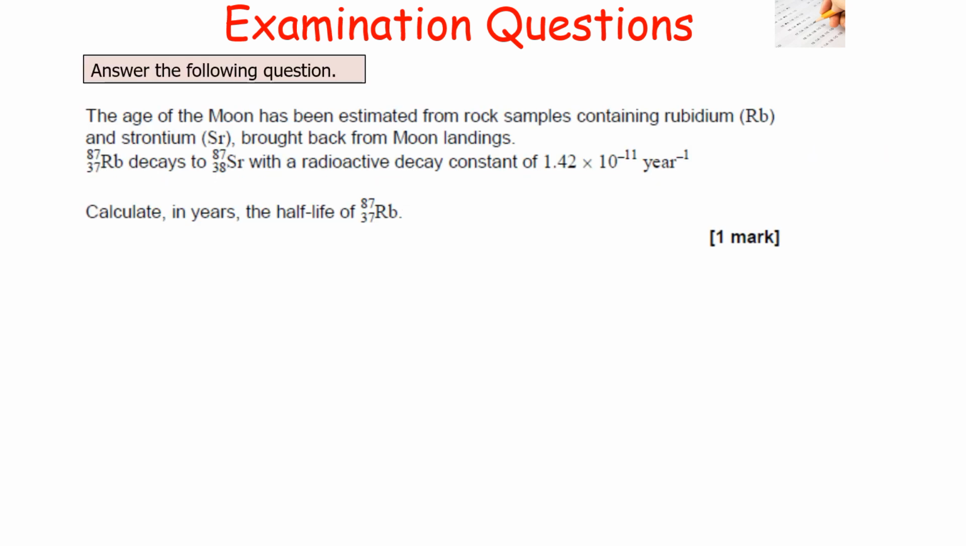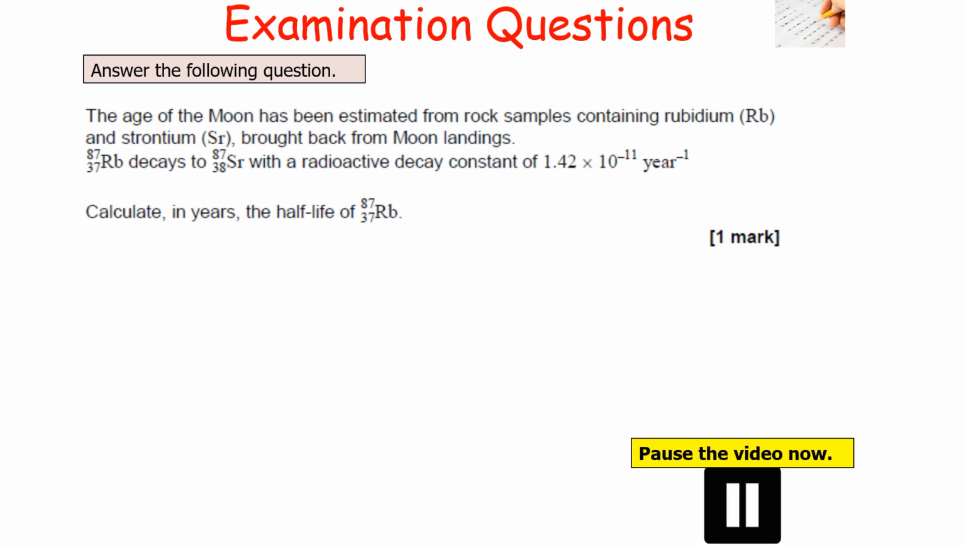The next question says, the age of the moon has been estimated from rock samples containing rubidium and strontium brought back from the moon landings. Rubidium 87 decays to strontium 87 with a radioactive decay constant of 1.42 times 10 to the minus 11 per year. Calculate in years the half-life of rubidium. So pause the video now, then unpause the video when you want to go through your answer.